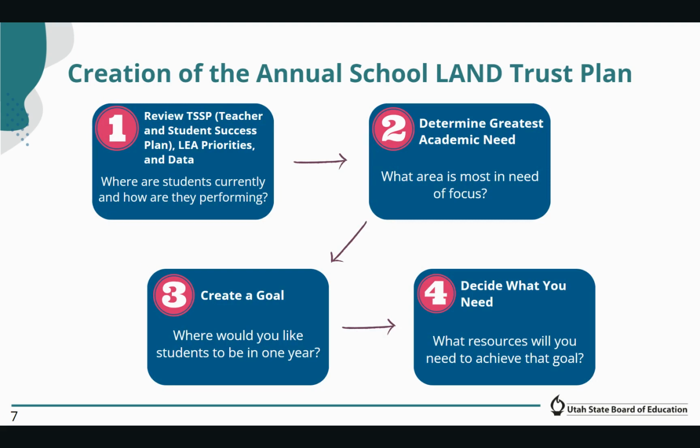When creating a School Land Trust Plan goal, we suggest that councils follow these steps to determine the critical areas of academic need. First, review the data. Where are the students currently and how are they performing? Once the data has been reviewed, it will be very easy to see what the area of greatest academic need is for the school. After the greatest academic need has been determined, the next step is for the council to decide where they would like their students to be in 1 year and create the goal. The last step for councils is to decide what resources are needed to help students achieve the goal or goals that were created. These resources become the action plan steps and plan expenditures. As you begin the process, remember that the purpose is to fund the plan rather than finding ways to spend the funds.